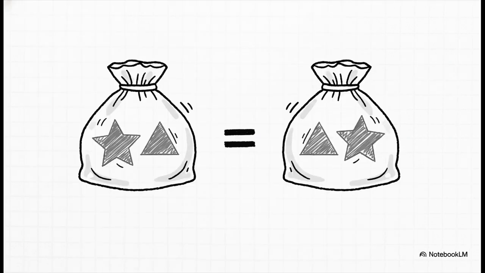Now, here's a really crucial property of sets that you have to get. The order of the elements makes zero difference. The set containing the letters A and B is exactly identical to the set containing B and A. Think of it like a simple bag of things.